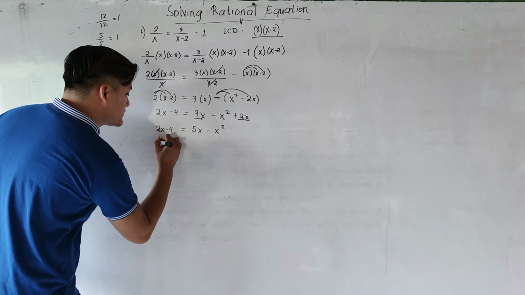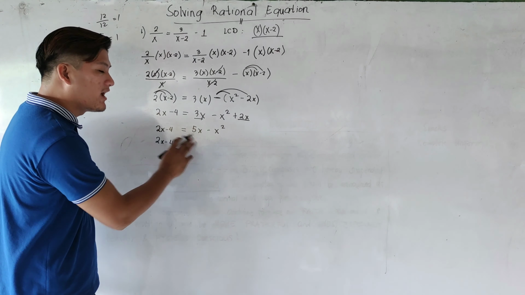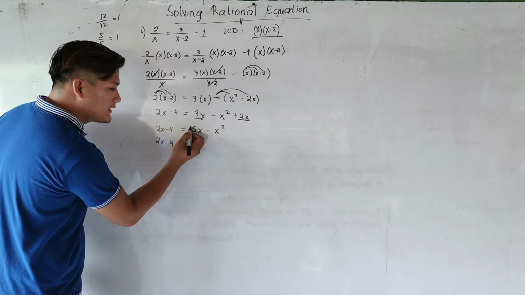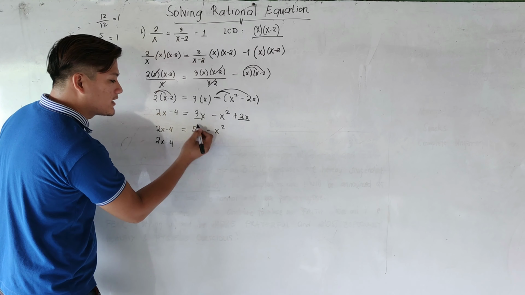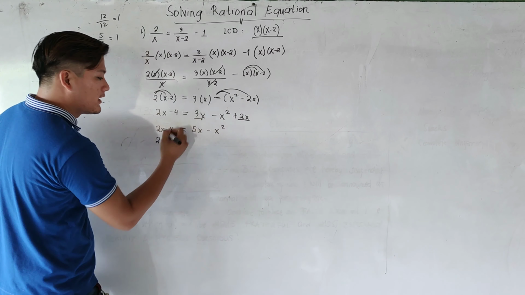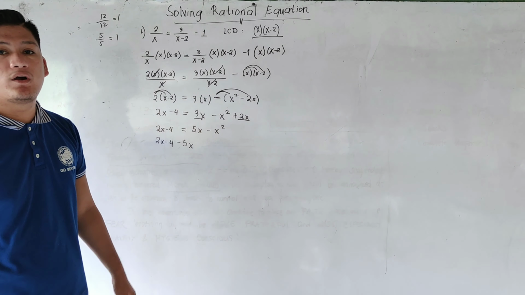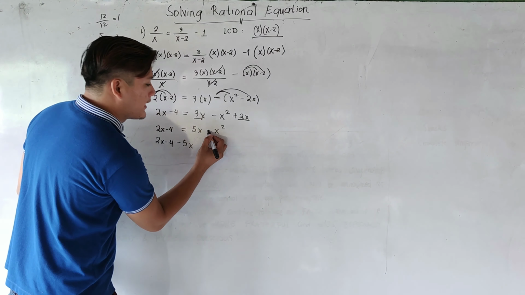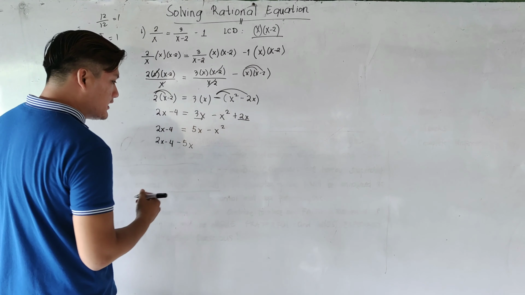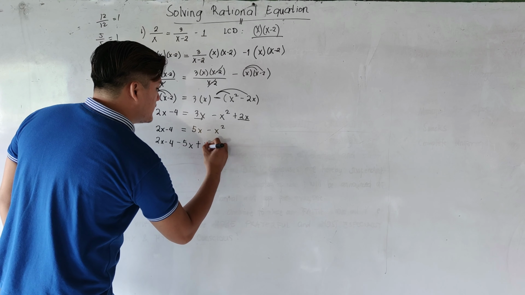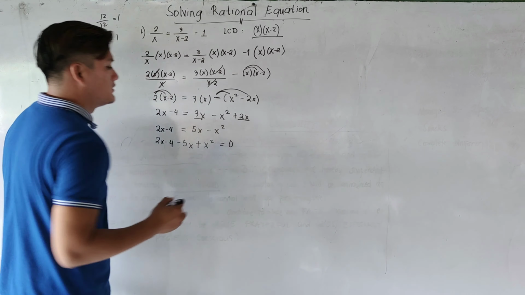So copy 2x minus 4. What is the sign of 5x? The sign of 5x is positive. So we move it to the other side, and it becomes negative. So 5x transposed becomes negative 5x. Next is the negative x squared. What is the sign of x squared here? Negative. So we move it to the other side, and it becomes positive x squared. So nothing is left on this side. So we have equal to 0.